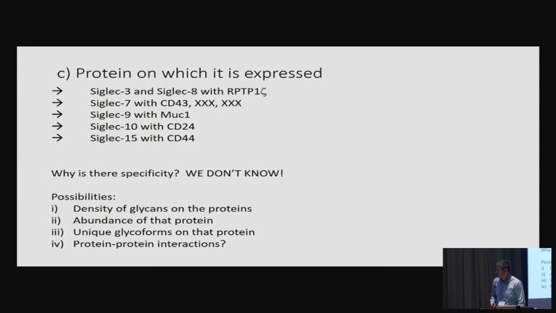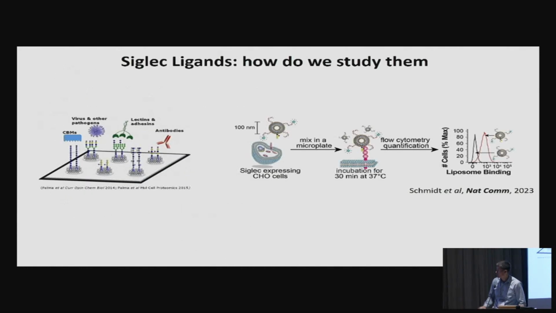And I think that's where the field is at. It could be the density of the glycans on the protein, the abundance of that protein, unique glycoforms on that protein, or maybe there are some protein-protein interactions that are contributing as well. This is, I think, where the field is going.